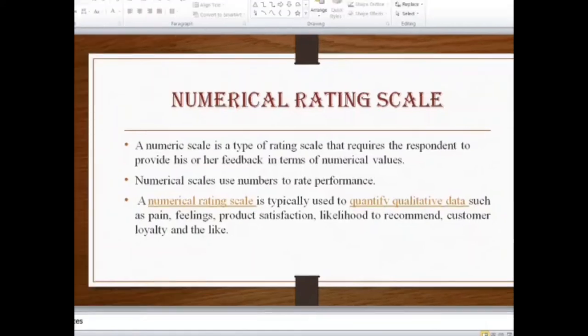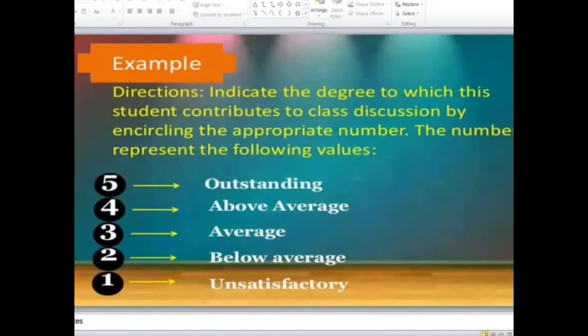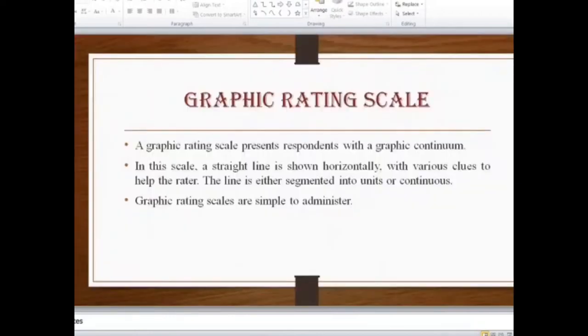And we can see one more example. See numbers. We are assigning some numbers. See the numbers representing the following values. Number 1 for unsatisfactory, number 2 for below average, number 3 for average, number 4 for above average, and number 5 for outstanding experience.